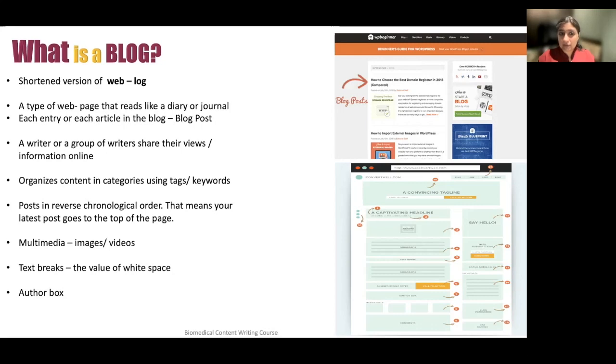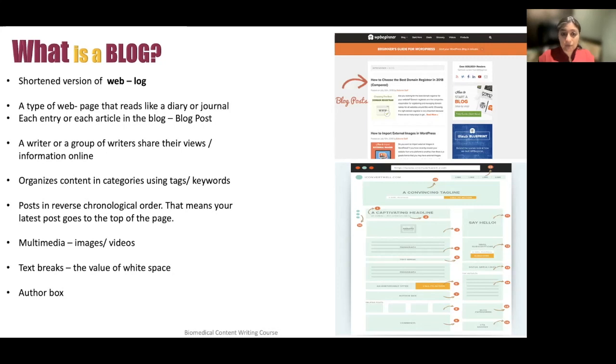It can be a single writer or a group of writers who share their views or share information about a particular topic online. The value of a web page called a blog is that it organizes content in categories using tags or keywords. Your posts or your entries are in reverse chronological order, which means that your latest post goes at the top of the page. A blog post can also be very rich in multimedia.